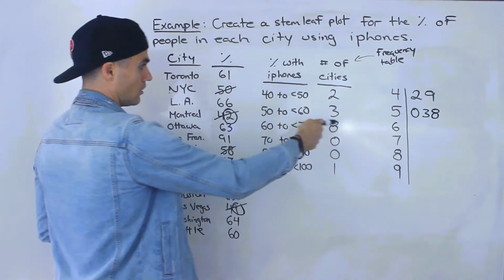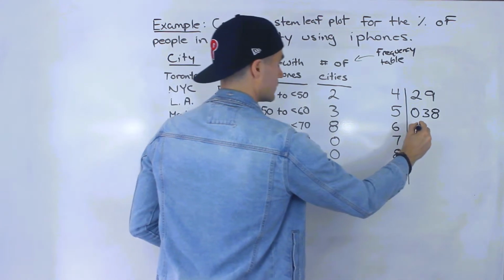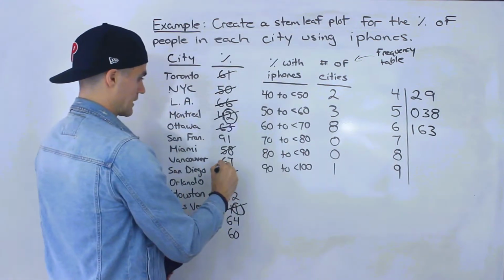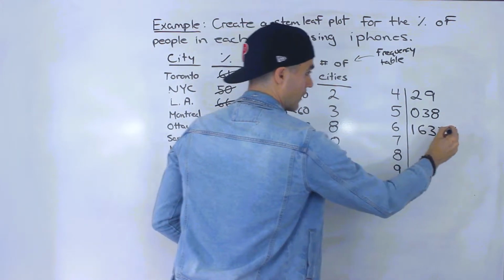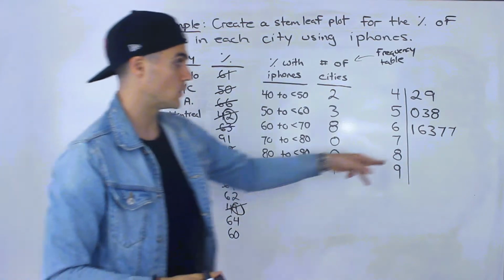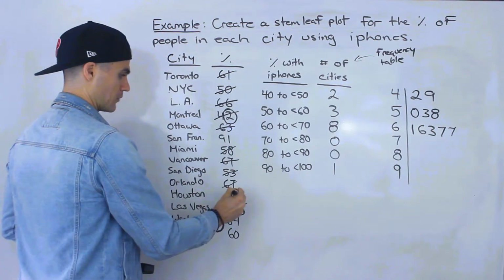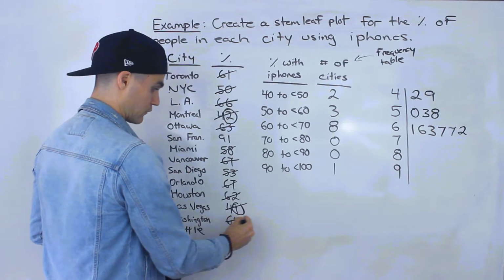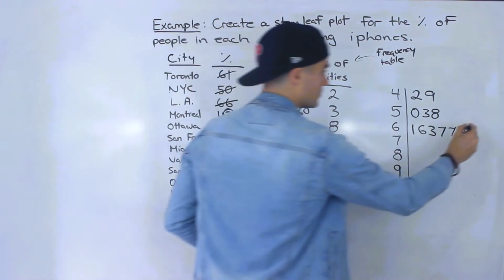And then all of the percentages starting with a 6. So we got 61, then we got 66 over here. We got 63. We got 67. We got 67. Now, if there's something repeating, notice how this 67 repeated, we would write that last digit twice. And then we'll have 62, so this would be a 2. And then we'll have 64, so we'll have a 4 there. And then we got 60, which would be 0.